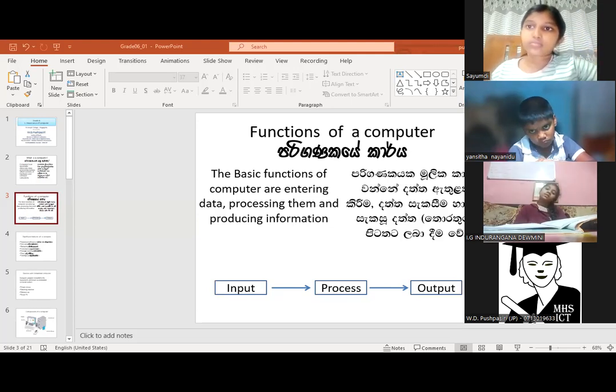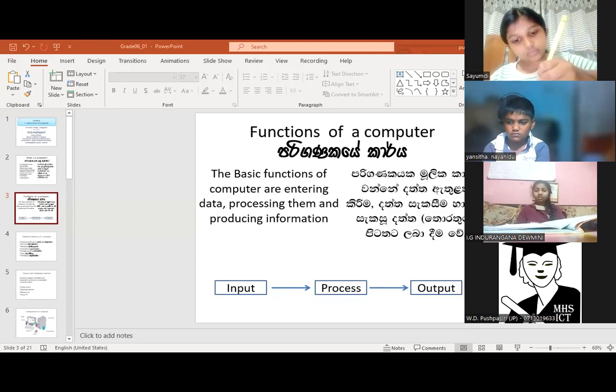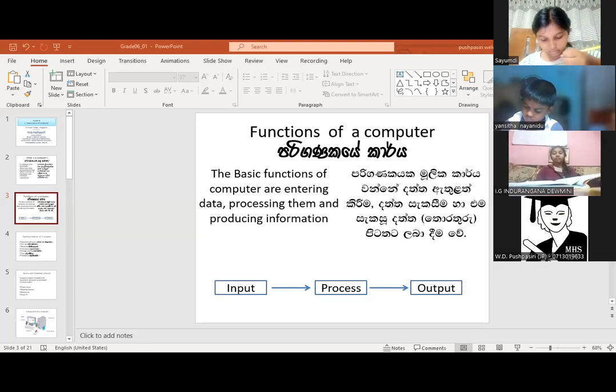The basic functions of a computer are entering data. So getting data, the computer takes the data into it, right? And then all the data is going to be processed. Then after that, it gives us the output. That is called the function of a computer, right?